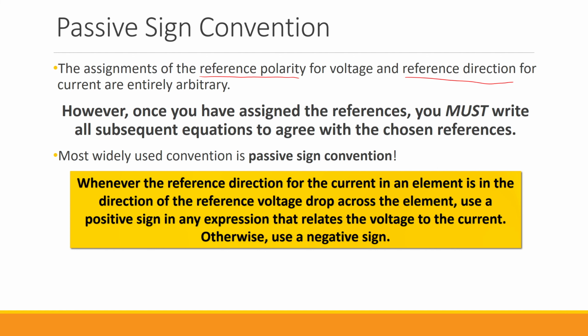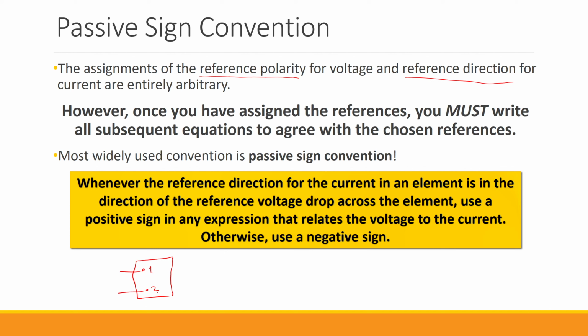But there is what is called the passive sign convention, which is very common in practice. So I highly suggest you use the passive sign convention. Even though it is up to you how you choose the reference polarity and reference direction, the passive sign convention is what is very common in practice. So what does it say? To explain it a little bit better, let me quickly draw a circuit element like this. So we have 1 and 2 here.